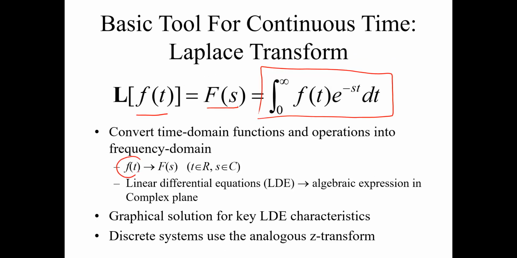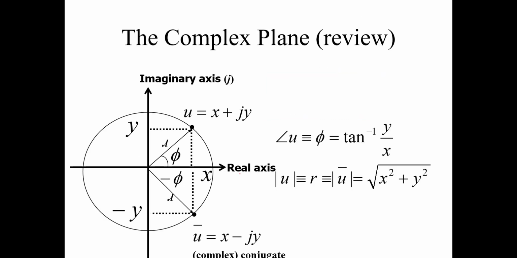So we transfer from domain t to domain s, and the domain t is real and domain s is complex. So after that we have to imagine by ourselves the complex plane, just like this one. We have the real axis here and the imaginary axis here. This is just a review. Maybe you have learned this in physics or in calculus.